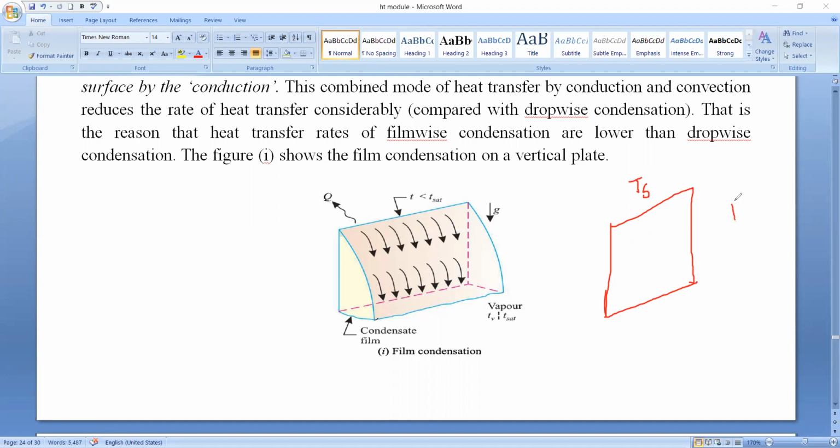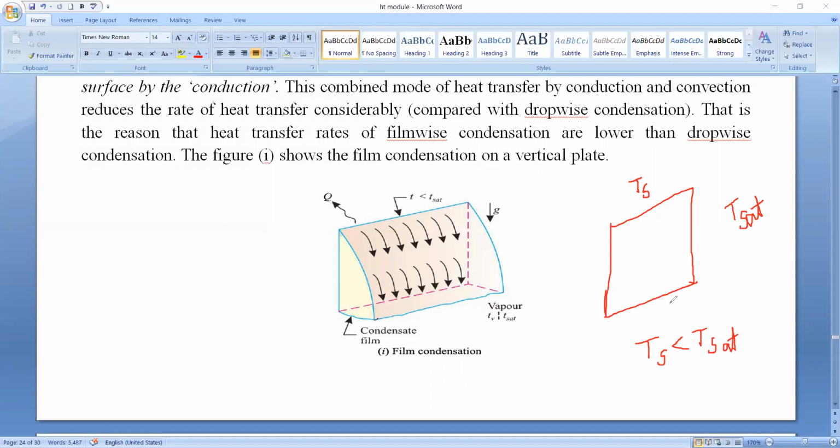Now if we consider the surrounding temperature or the vapor temperature, that is at Tsat. So Tsat is the saturation temperature of the vapor. When this vapor comes into contact with a surface whose temperature is less than the saturation temperature, this assumption is very important for condensation: the surface temperature is less than the saturation temperature of water vapor.